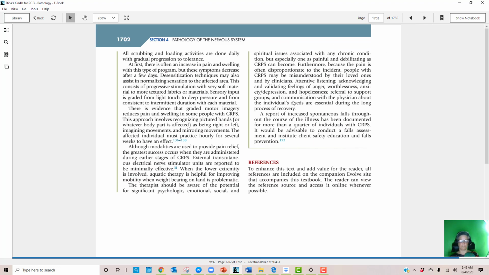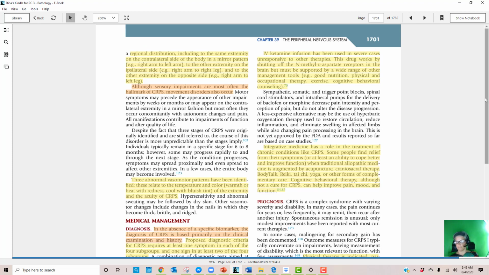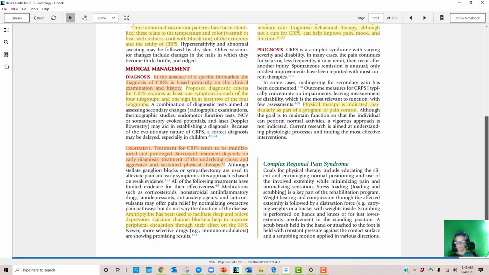Special implications for the therapist: goals for physical therapy in complex regional pain syndrome include educating the client and encouraging normal positioning and use of the involved extremity while minimizing pain and normalizing sensation. Stress loading and scrubbing is a key part of the rehabilitation program.